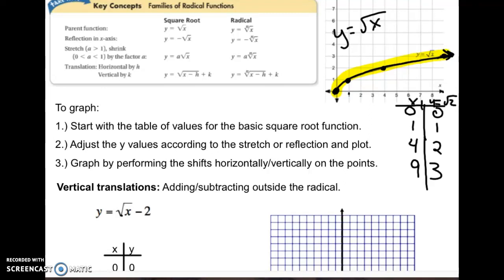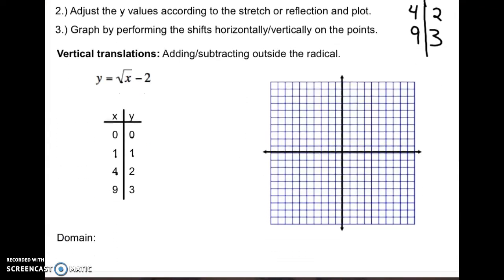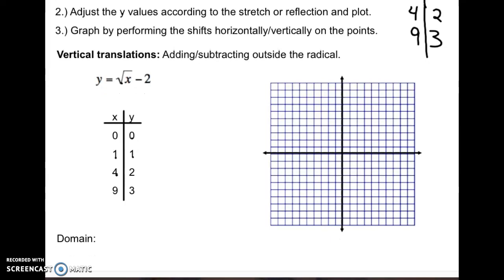So let's try graphing a few of these. It says first start with the table, but first we really need to find our vertex. And then we'll look at our table, and we'll adjust the y values, and then we can do our shifts. So it's not nearly as bad as all those steps make it out to be. In this problem, the first thing I want to do is find my vertex. Well, x doesn't have any plus or minus with it in there. And on the end, we have a -2. So our vertex is going to be at 0, -2.